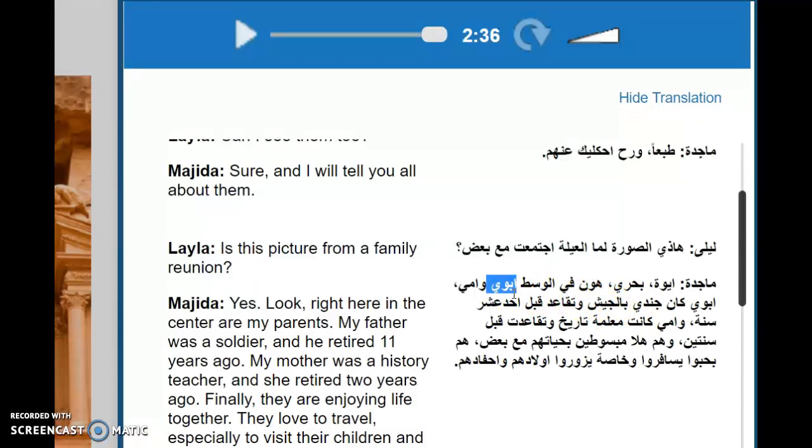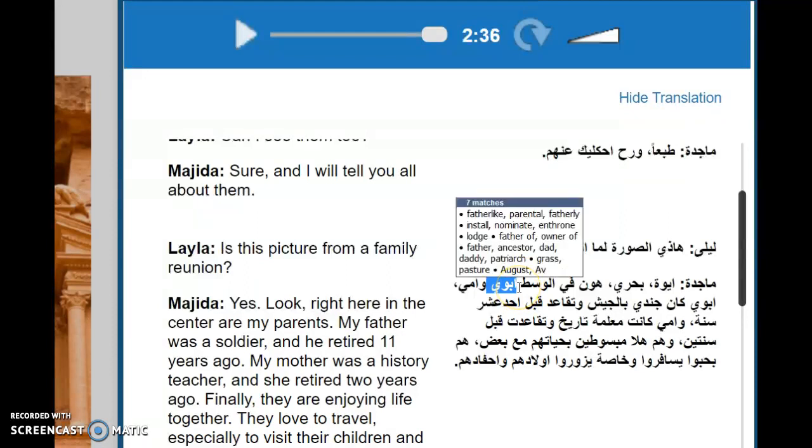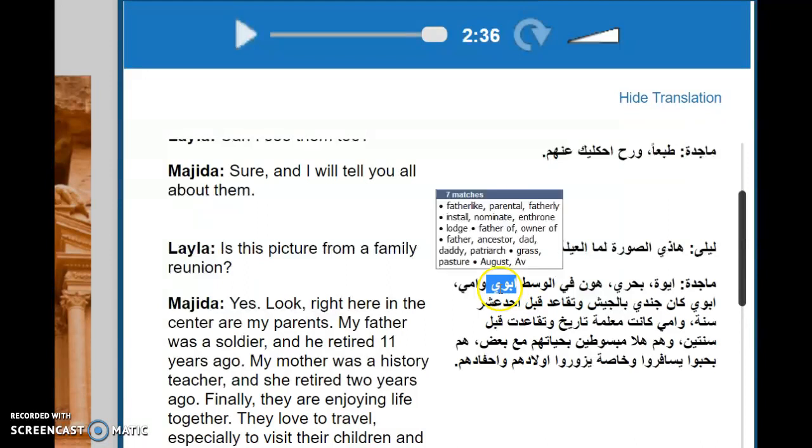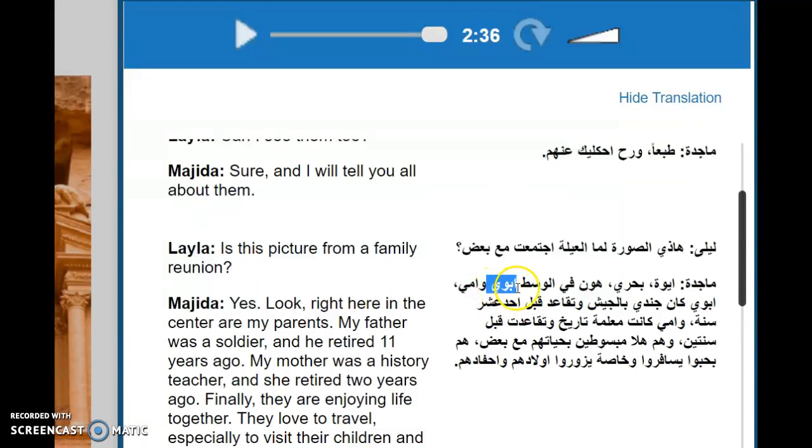أبوي, of course, is the South Levantine way to say my father. It's pretty similar to MSA. It's said slightly differently in the Northern Levant, or actually it's quite different. I think they say bai for my father, and they say khai for my brother.